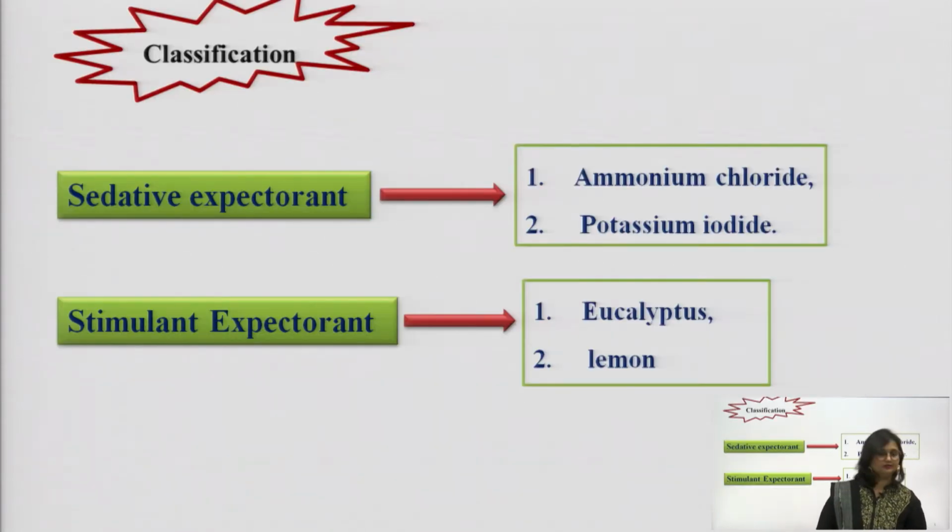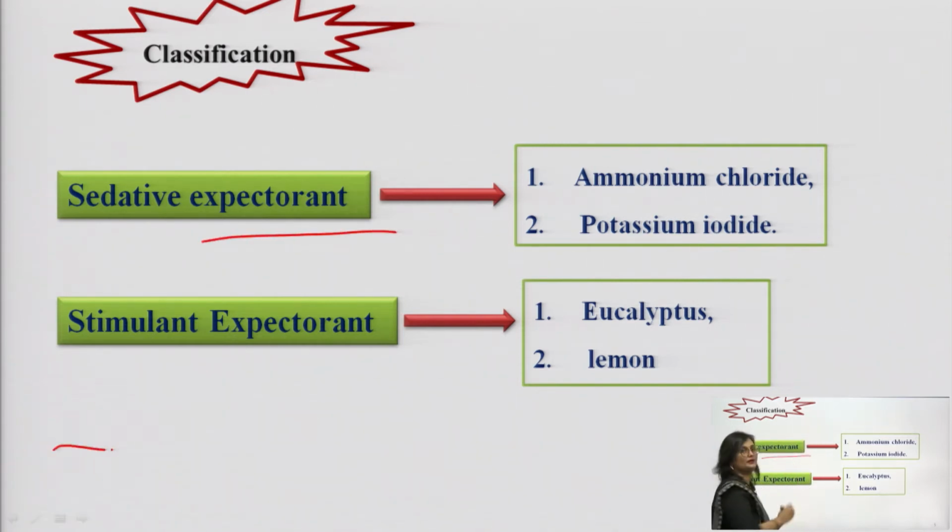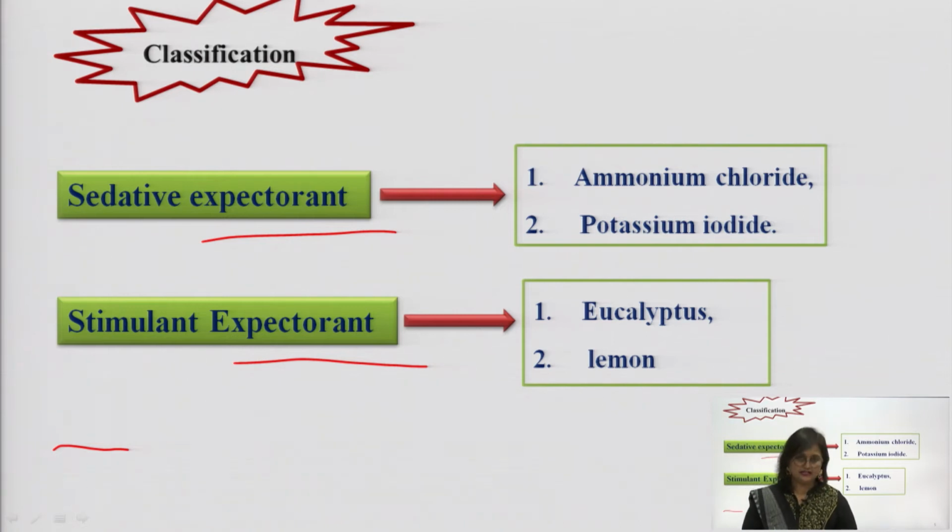Now moving on further, how do we classify expectorants? The second question which comes into picture is, what are the types of expectorants and how are they classified? Well, expectorants are classified into two major categories. Number one, sedative expectorant, and number two, stimulant expectorant.